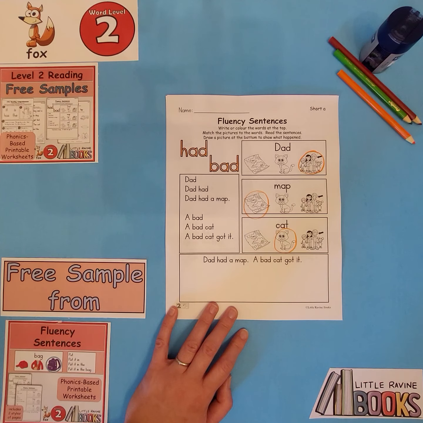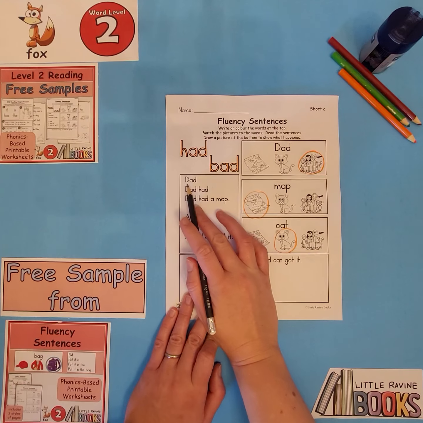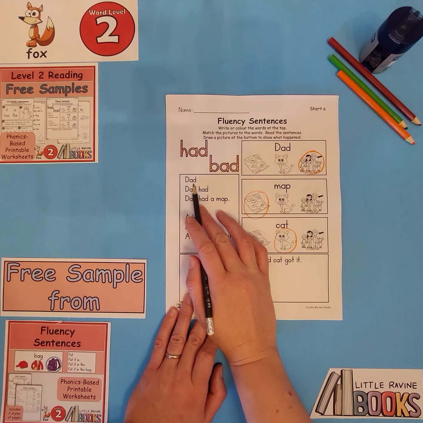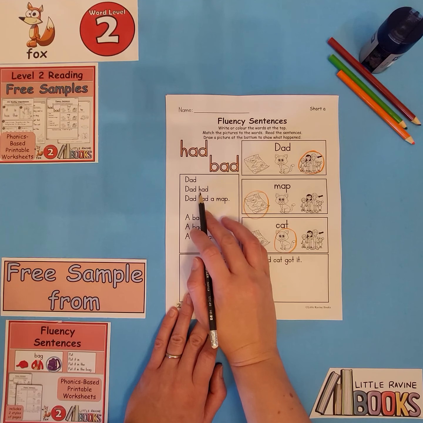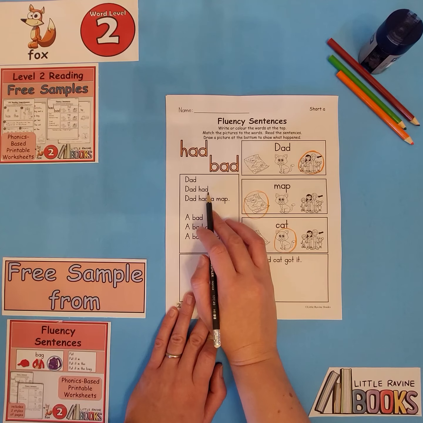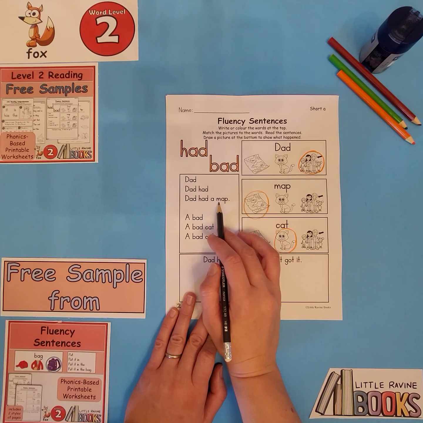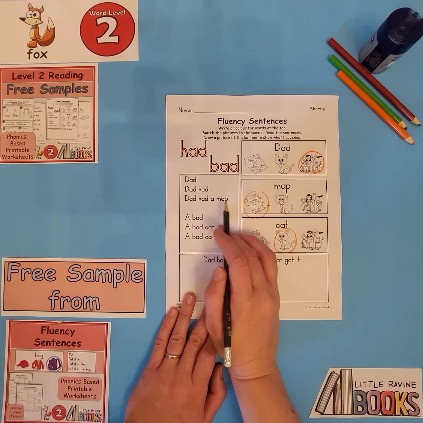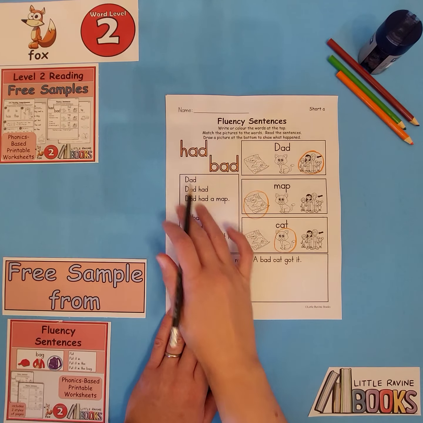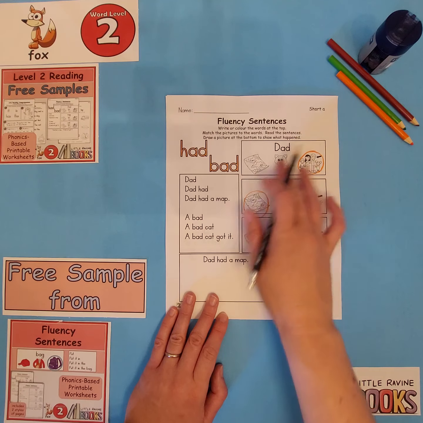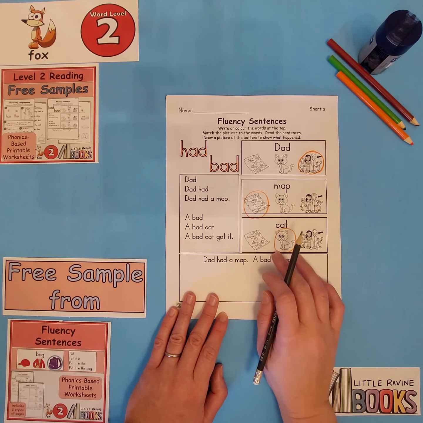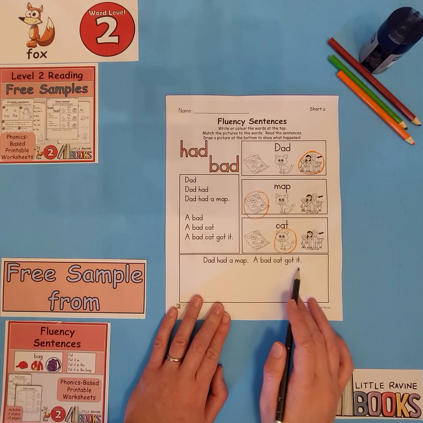Same as you're reading through these fluency sentences. Add, dad, dad, add, had, dad, had, map, map. And a lot of the bigger words are going to be over here for them to try to reference. They have a picture reference on these pages. And then here it puts it all together.